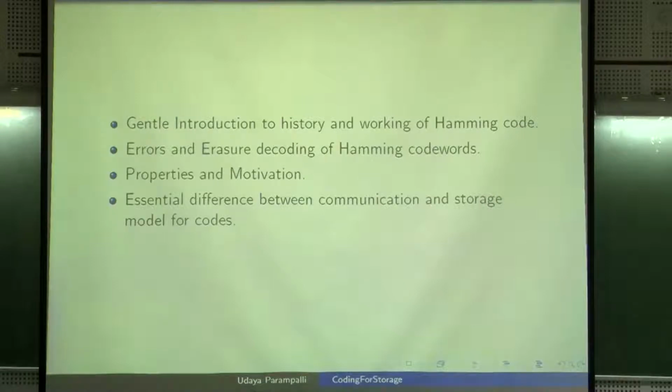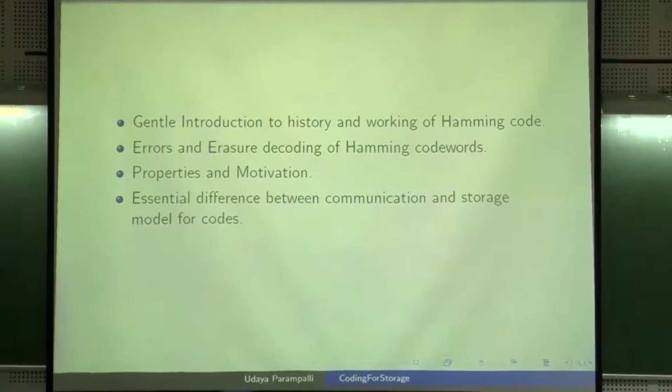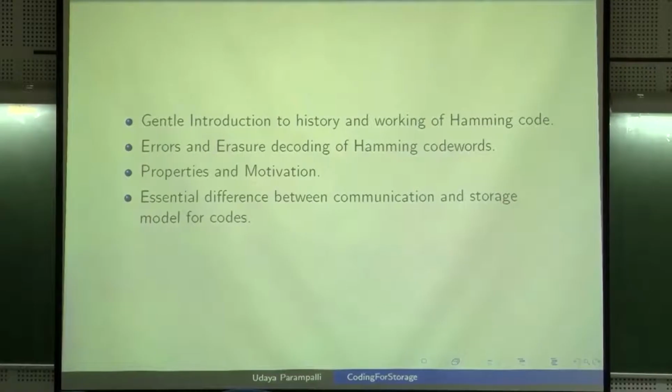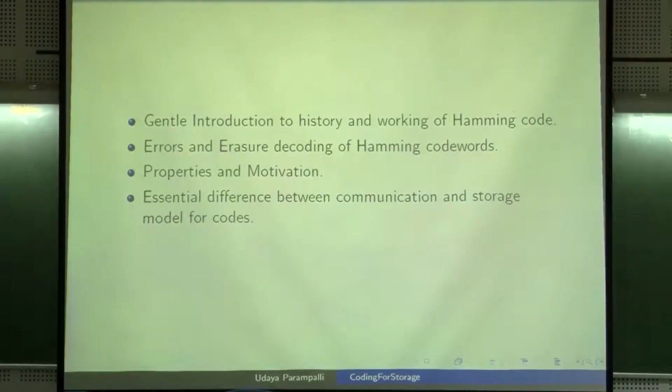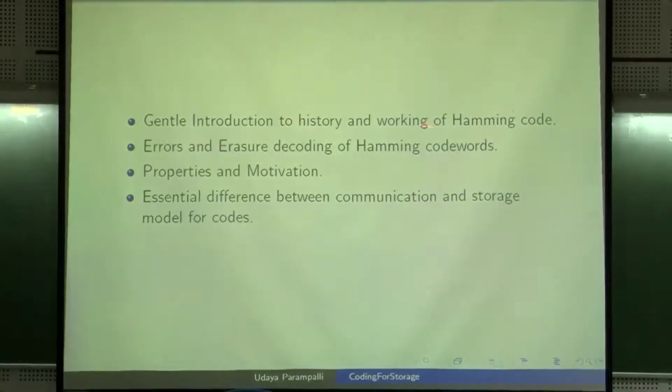Hamming codes have a lot of interesting properties, and if you come to know them and start appreciating that, then you will never stop. Then probably you will watch all of Adrish's lectures, and you can actually understand coding in a much better way. Yeah. So the real purpose is to have a gentle introduction to the history and working of Hamming codes. I mean, history I don't do too much.